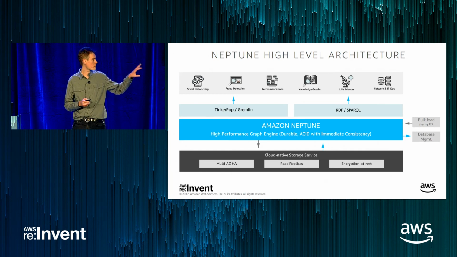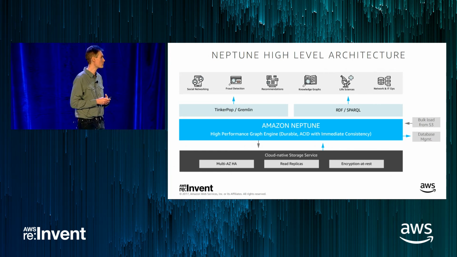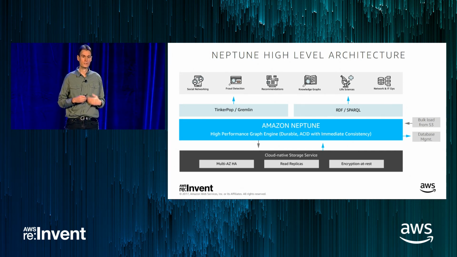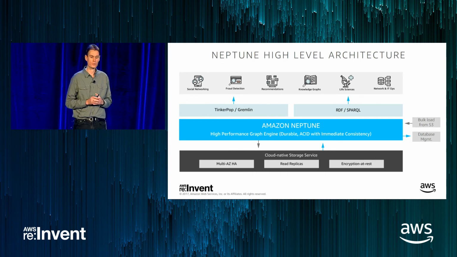So this is just a very quick snapshot of Neptune's overall architecture. So they're working down from the top. You can see the breadth of different use cases. Here we're focused on a cyber use case, but there's a lot of different use cases for graph.